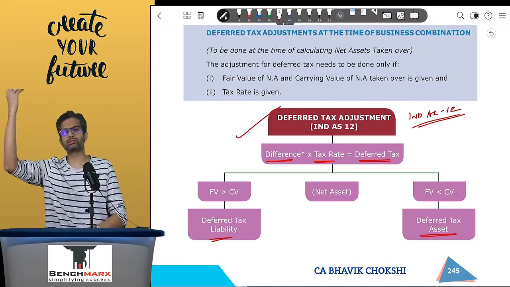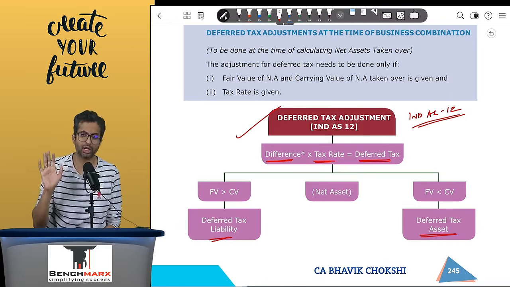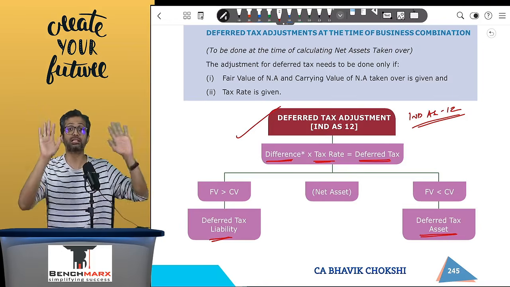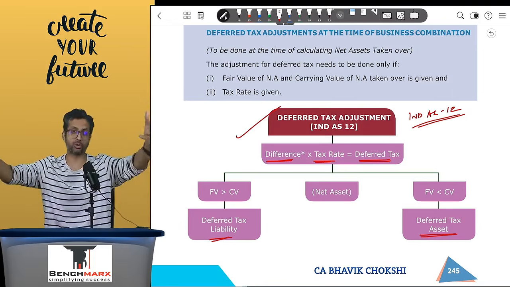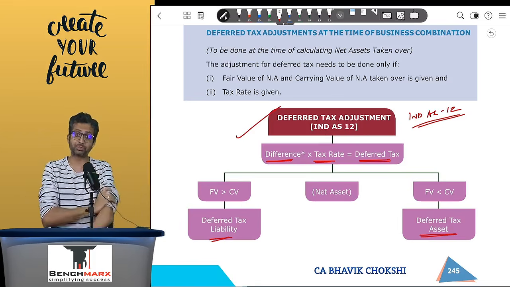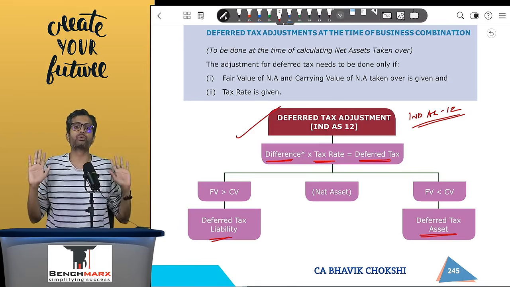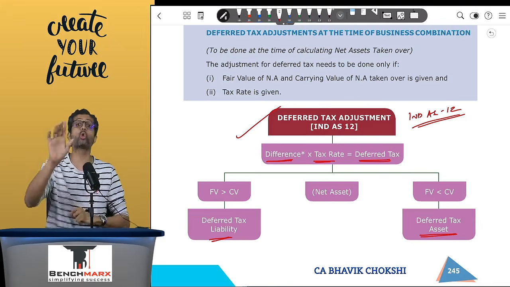Sir, we know the tax rate is 30%, 25%. Don't be smart, or rather over smart. In that case, the standard will require you to calculate deferred tax, but from an exam perspective, unless the tax rate is given, you don't have to sit and calculate the deferred tax. It is to be done only if the tax rate is given.